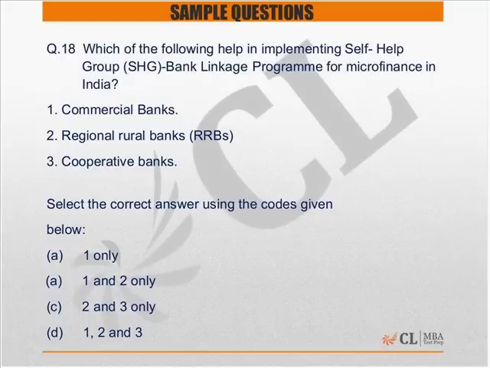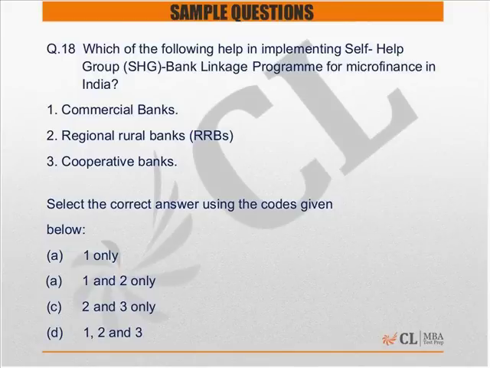Self-help group and bank linkage program. What is correct about it? Commercial banks, regional rural banks, or cooperative banks. Commercial banks are like our general banks, State Bank of India, etc. Regional rural banks were started in 1982 with NABARD, and cooperative banks means the cooperative societies which run the financial activities in rural India.